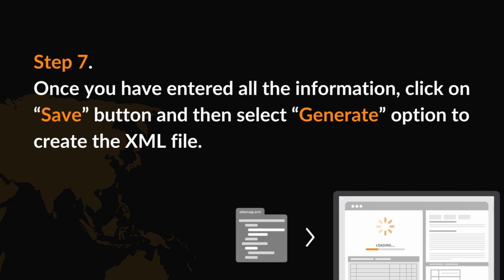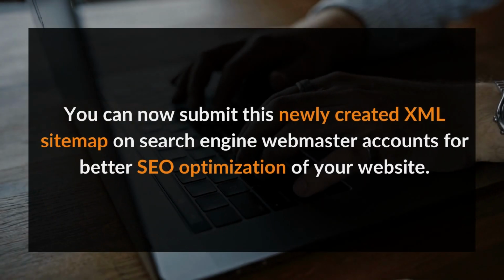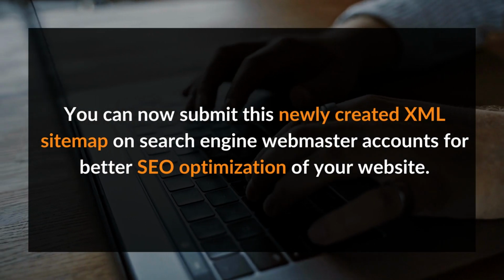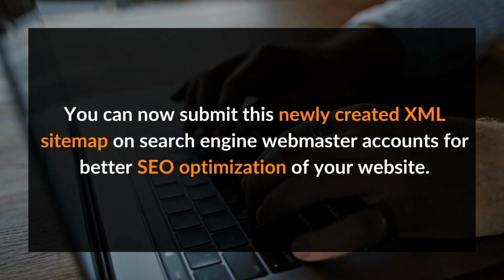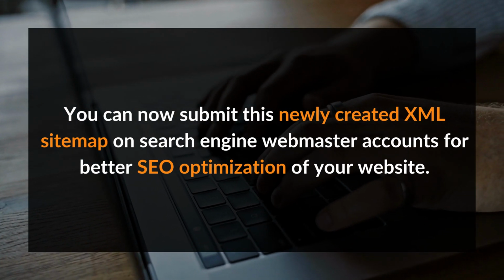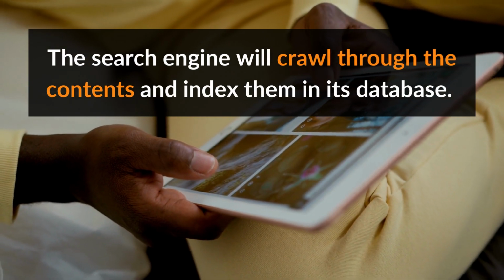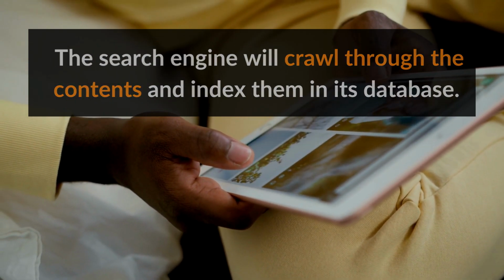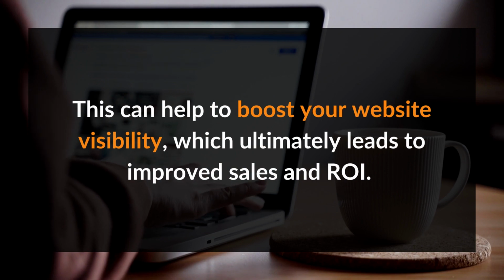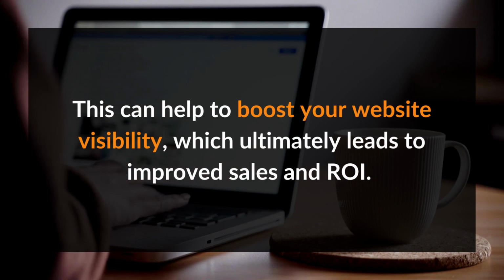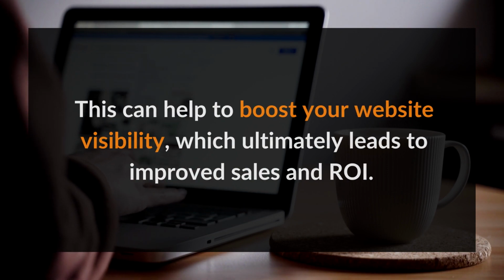Step 7. Once you have entered all the information, click on Save button, and then select Generate option to create the XML file. You can now submit this newly created XML sitemap on Search Engine Webmaster Accounts for better SEO optimization of your website. The search engine will crawl through the contents and index them in its database. This can help to boost your website visibility, which ultimately leads to improved sales and ROI.